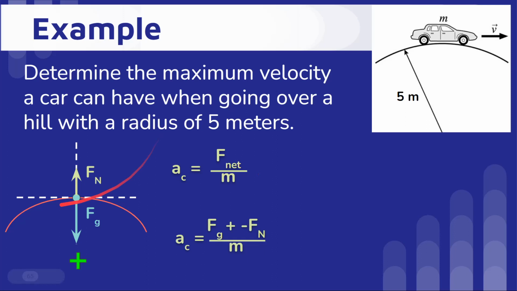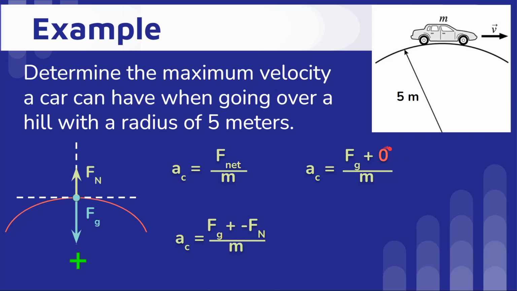Okay, I'm going to call the larger one positive because that keeps my answer positive. But I have Fg plus negative Fn over m gives me my centripetal acceleration. Okay, and if I'm looking for this maximum velocity, at what point would he be airborne? If you leave the ground, what happens to your normal force? 0, right? So we're going to figure out what happens if my normal force is 0.